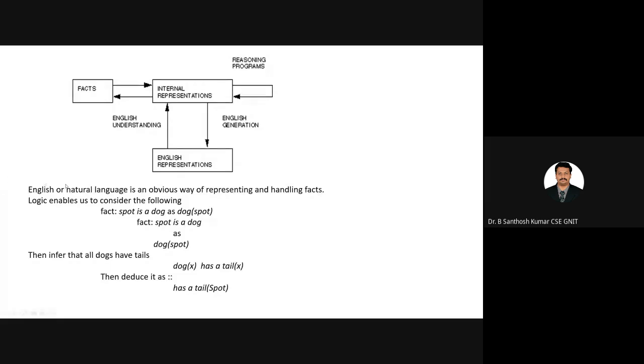Here some examples are given. English or natural language is an obvious way of representing and handling facts. Logic enables us to consider the following. The fact is Spot is a dog. It means Spot is the name of the dog.